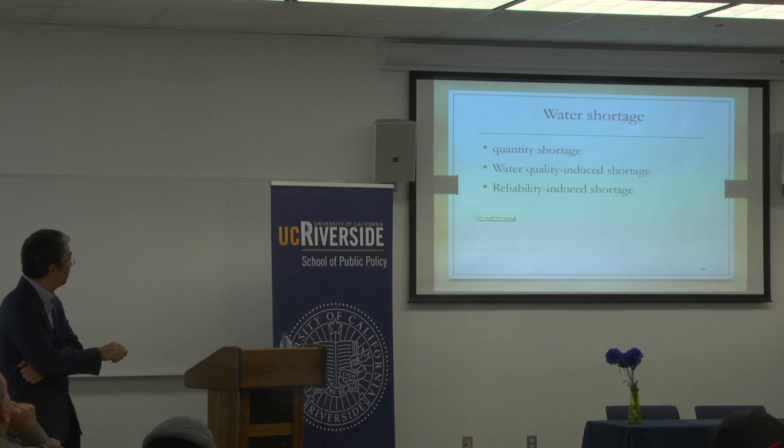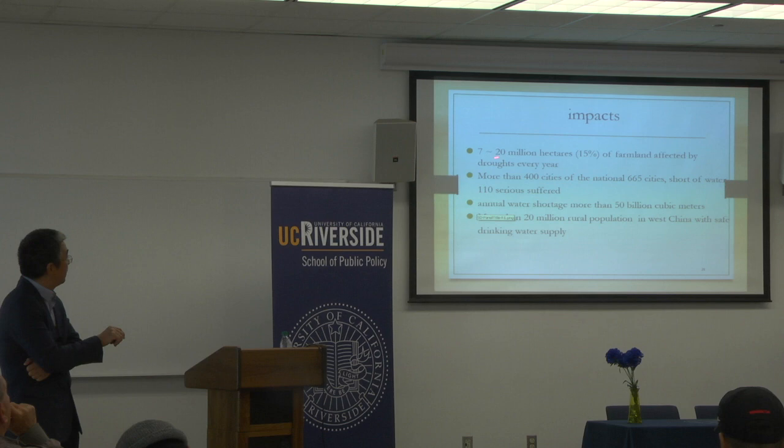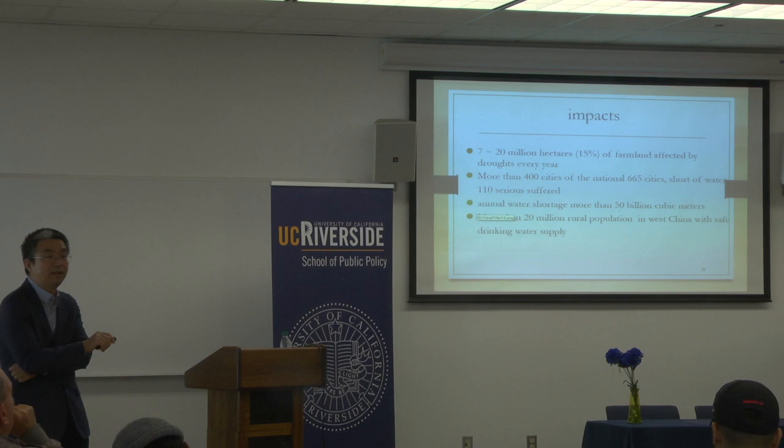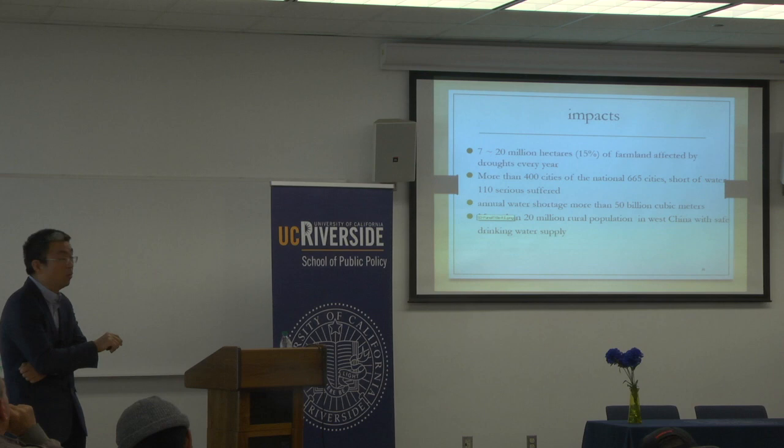Then that's the impact. The first is that about 7 to 20 million hectares each year, about 15% of the arable land, is affected by drought every year. And this will impact grain yield and also impact the food price.